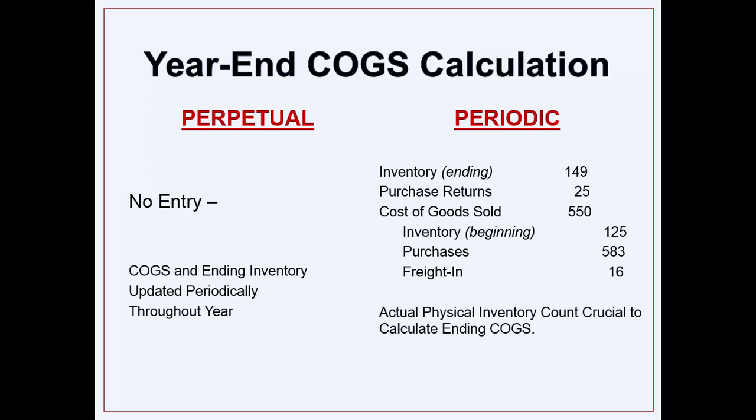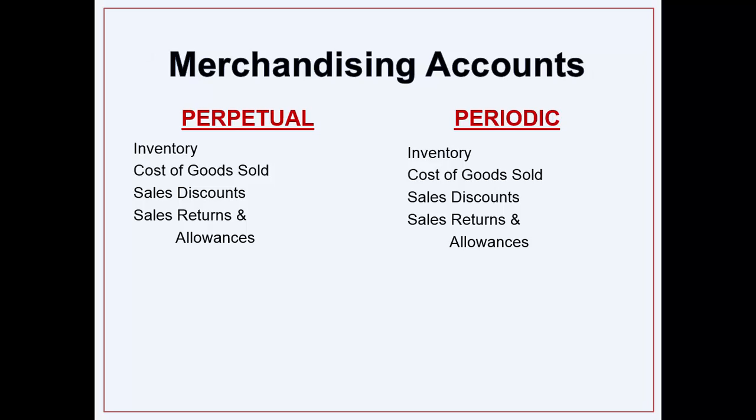The actual physical inventory count is crucial to calculating ending cost of goods sold, and any shrinkage is actually absorbed in cost of goods sold. So that's one of the downsides of a periodic system. You can't really track for shrinkage, where you can better in a perpetual system. You can identify, hey, our numbers don't balance. Was there spoilage or even possibly even theft? That's what shrinkage is.